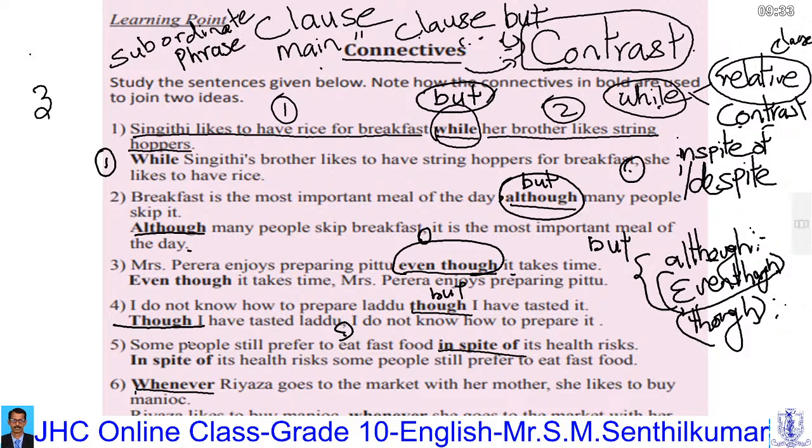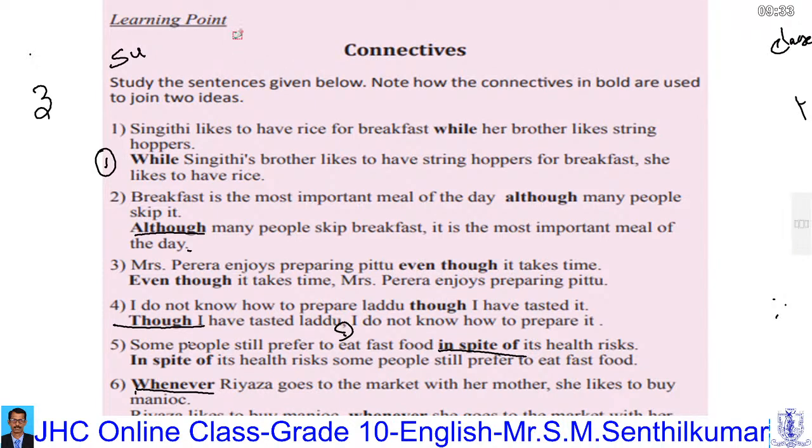Phrase. A phrase means, for example, "on the blackboard." "On" is one word, there is a second word, three words here: on the blackboard. So it is called a phrase. So here, in spite of is used for what? Connecting a sentence as well as a phrase.